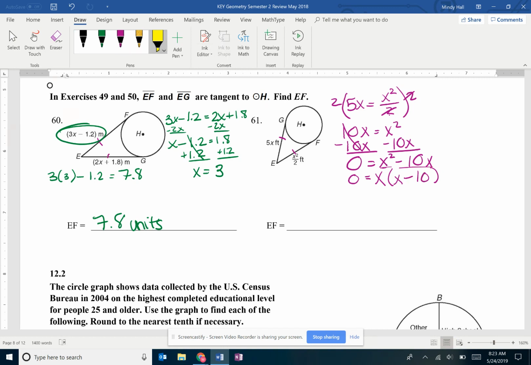And you can just check it real quick. X times x is x squared. X times negative 10 is negative 10x. So we did it right. Go us. Get rid of the extra highlights though.